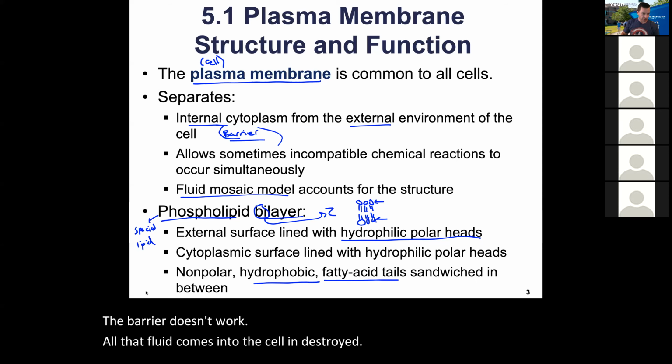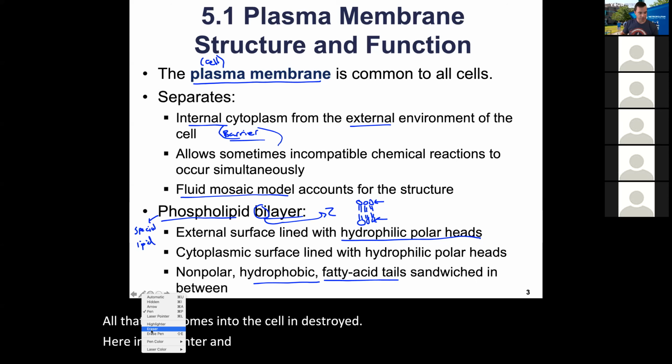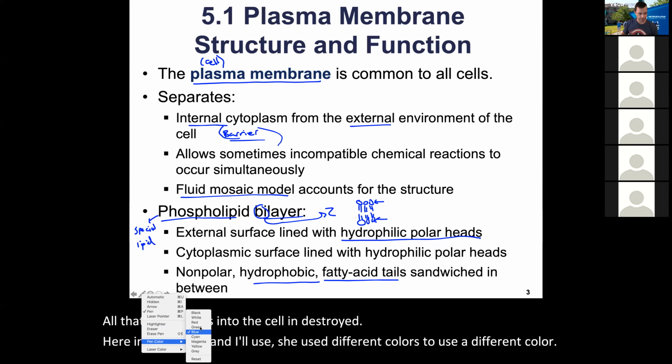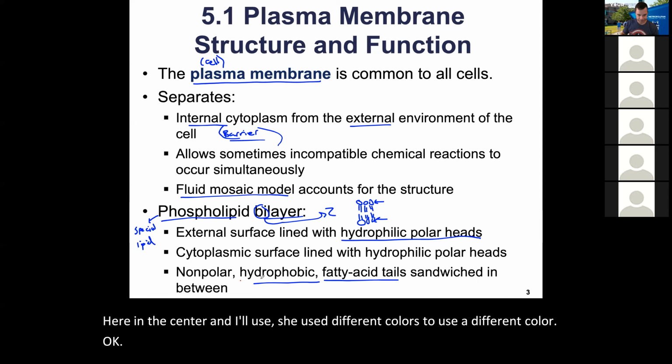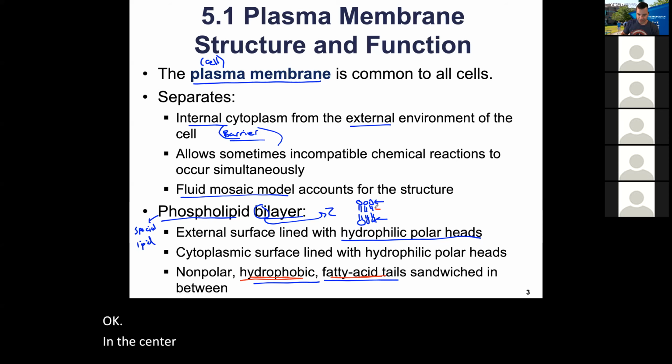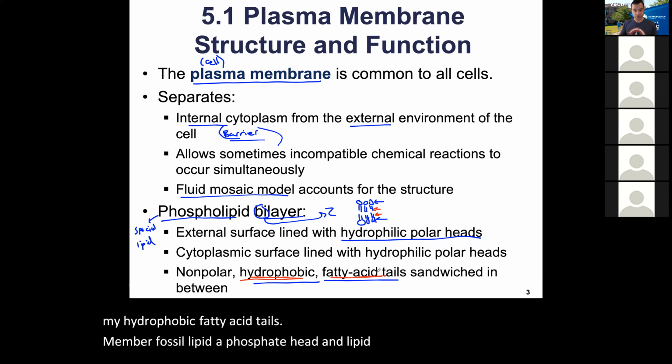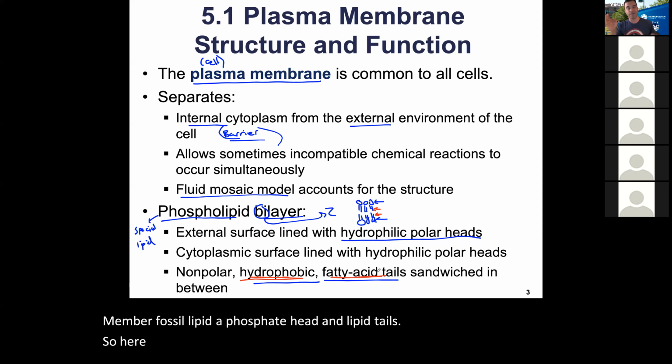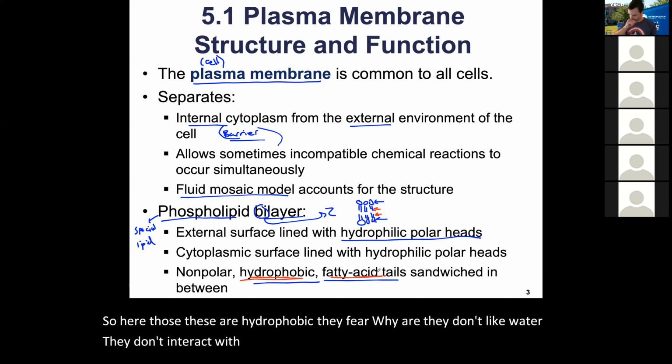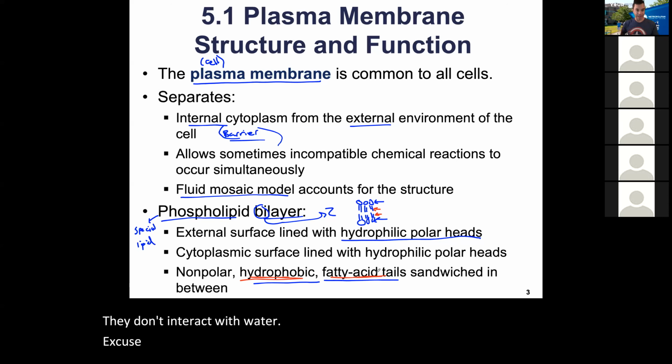Here in the center, and I should use a different color. Okay, red. In the center here, I have my hydrophobic fatty acid tails. Remember, phospholipid: a phosphate head and lipid tails. So here those are. These are hydrophobic. They fear water. They don't like water. They don't interact with water.